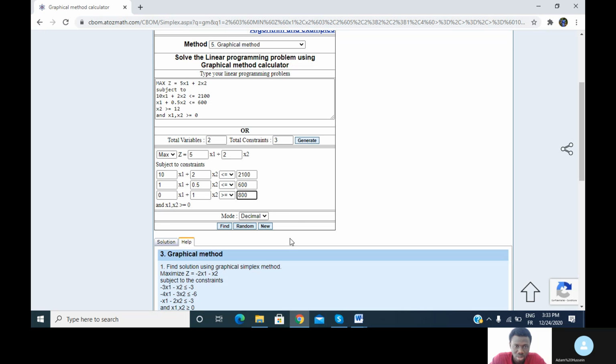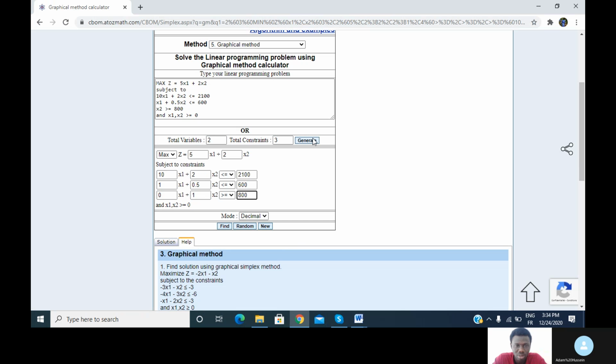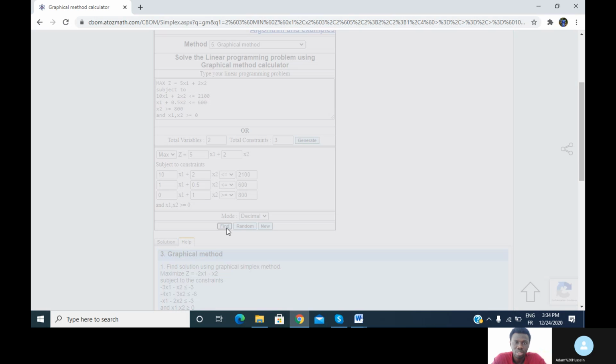So we make sure we put all the variables and the constraints correctly. All of them are correct. So now we need to find the solution. So we will see the graph, the feasible area and also the objective point.